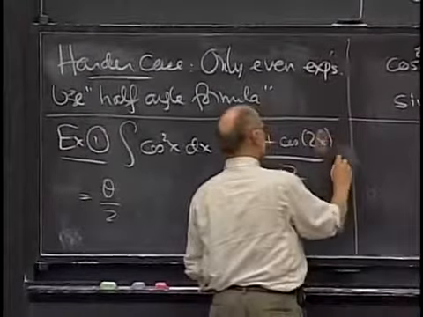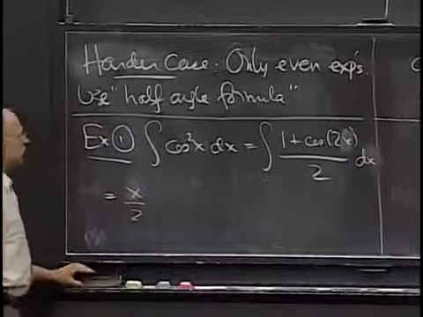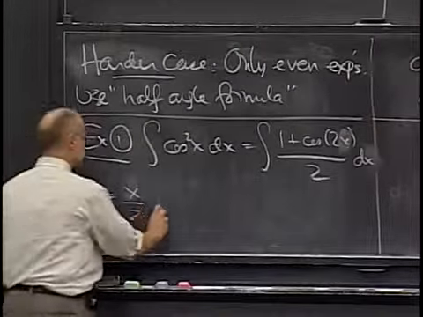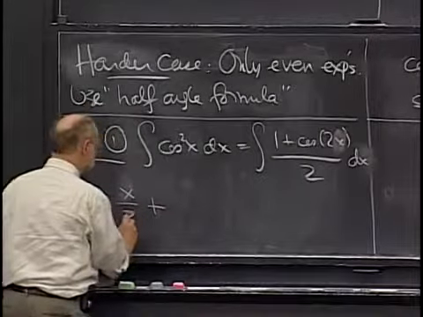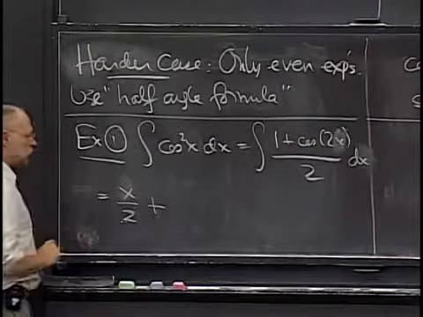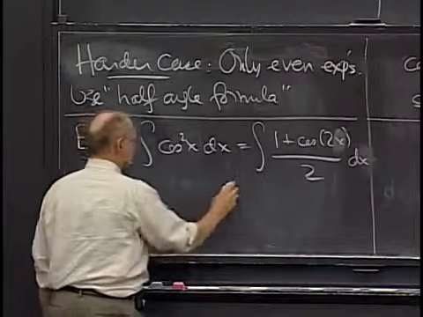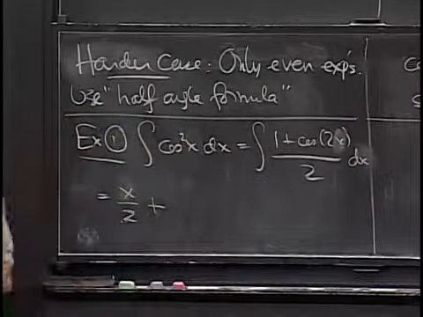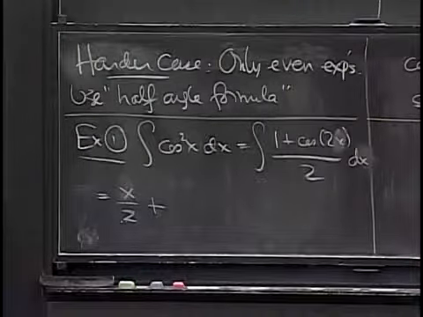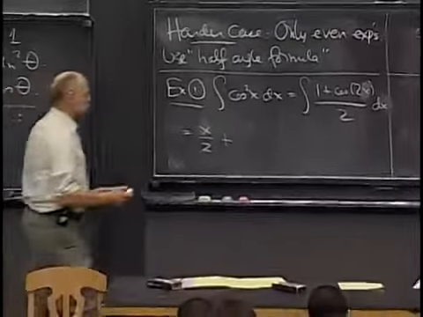Oh, miraculously, the x turned into a theta. Let's put it back as x. I get x over 2 by integrating 1/2. So notice that something non-trigonometric occurs here when I do these even integrals. X over 2 appears. And then the other one, okay, so this takes a little thought. The integral of the cosine is the sine, or is it minus the sine? Negative sine.